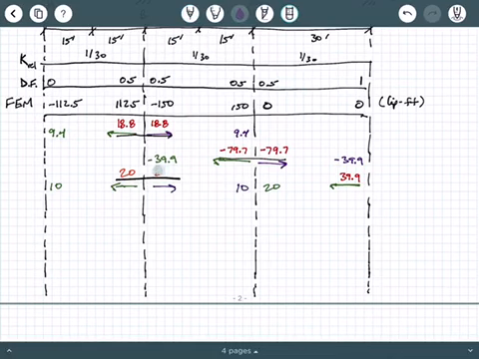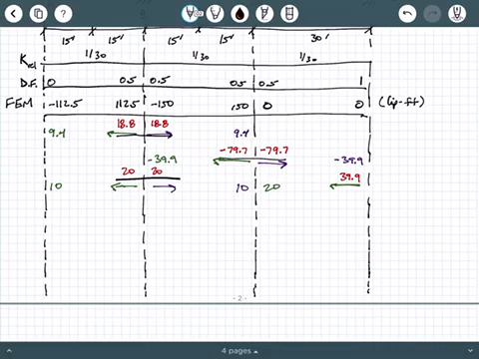I think I used the wrong color on that 20. I'm sorry, I'm just changing colors here. Don't panic. 20. There we go. Okay. So now B is balanced. We're good on B.